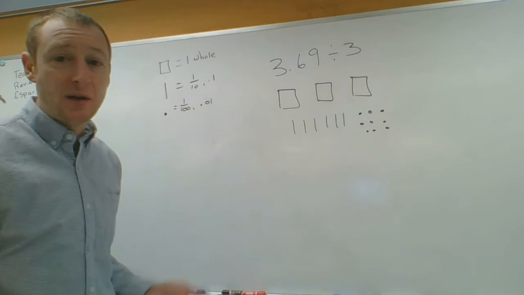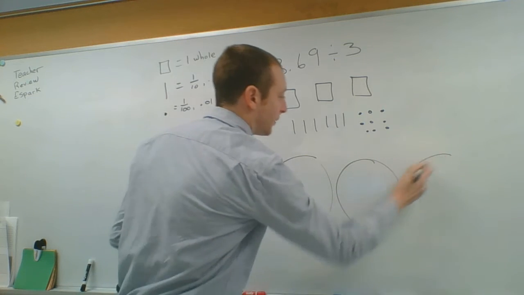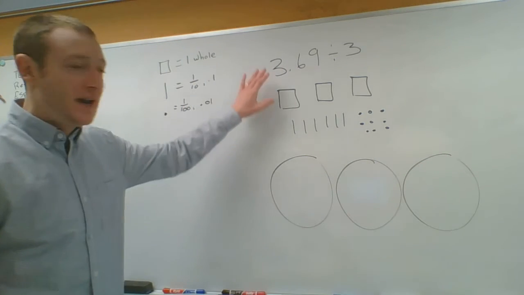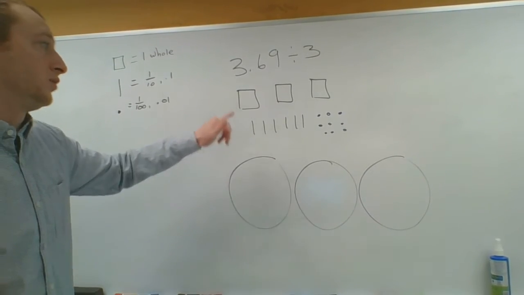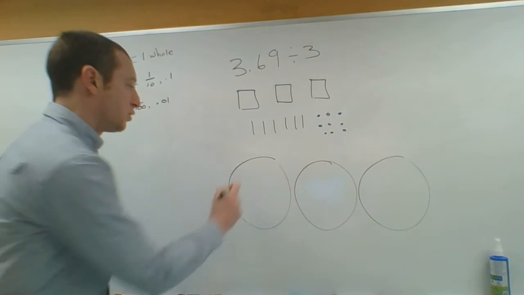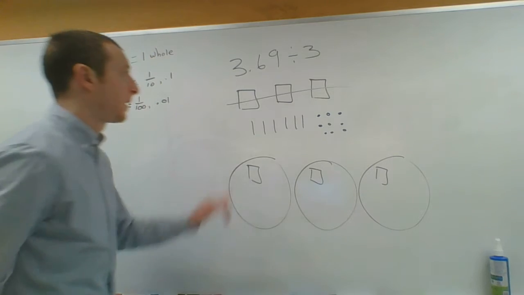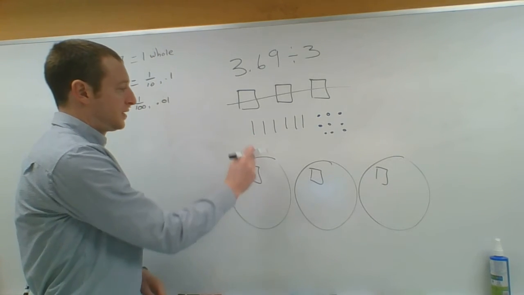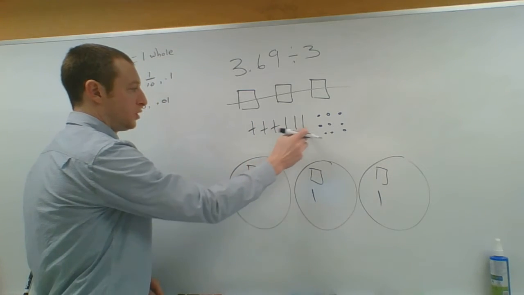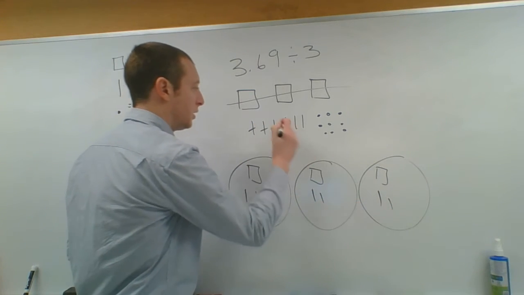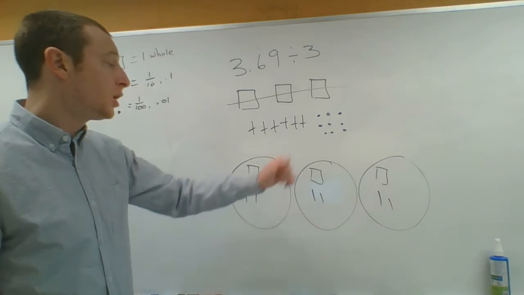And I'm going to split this into 3 groups. So I could draw 3 circles, and that's going to represent my 3 groups. Now I'm just going to take these and split them up and put them into the groups. Let's start with my wholes. I split these into 3, so each group gets one of these. I'm done with those. How about my tenths? 1, 2, 3, boom, boom, boom, just splitting them up into my groups. And now moving on to my hundredths.